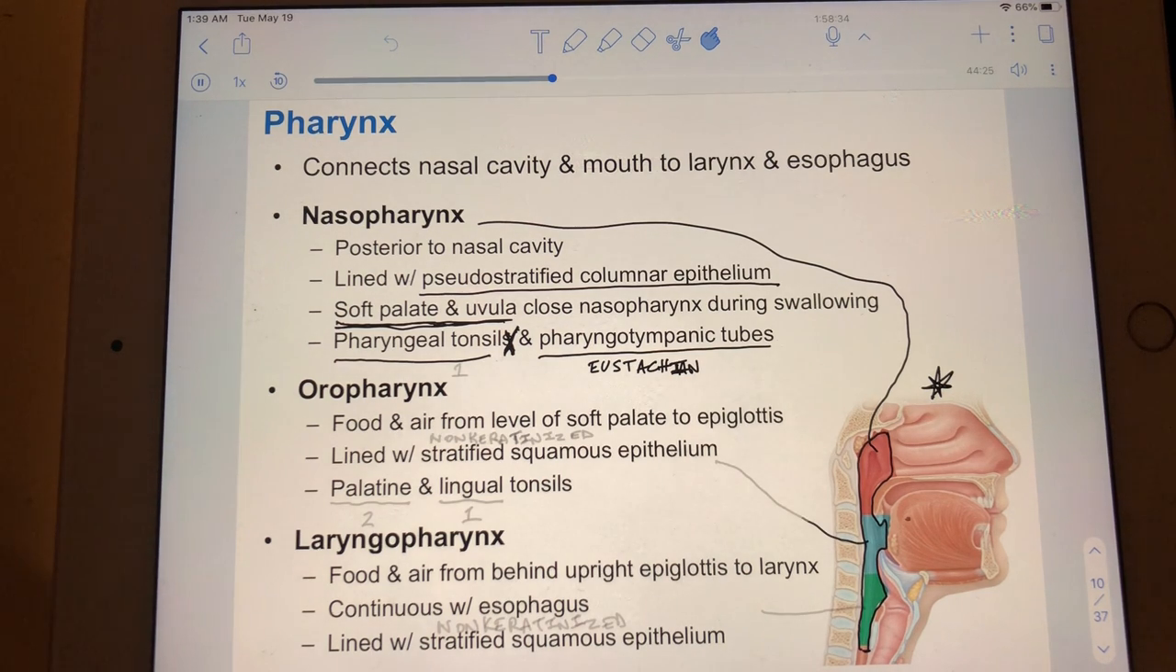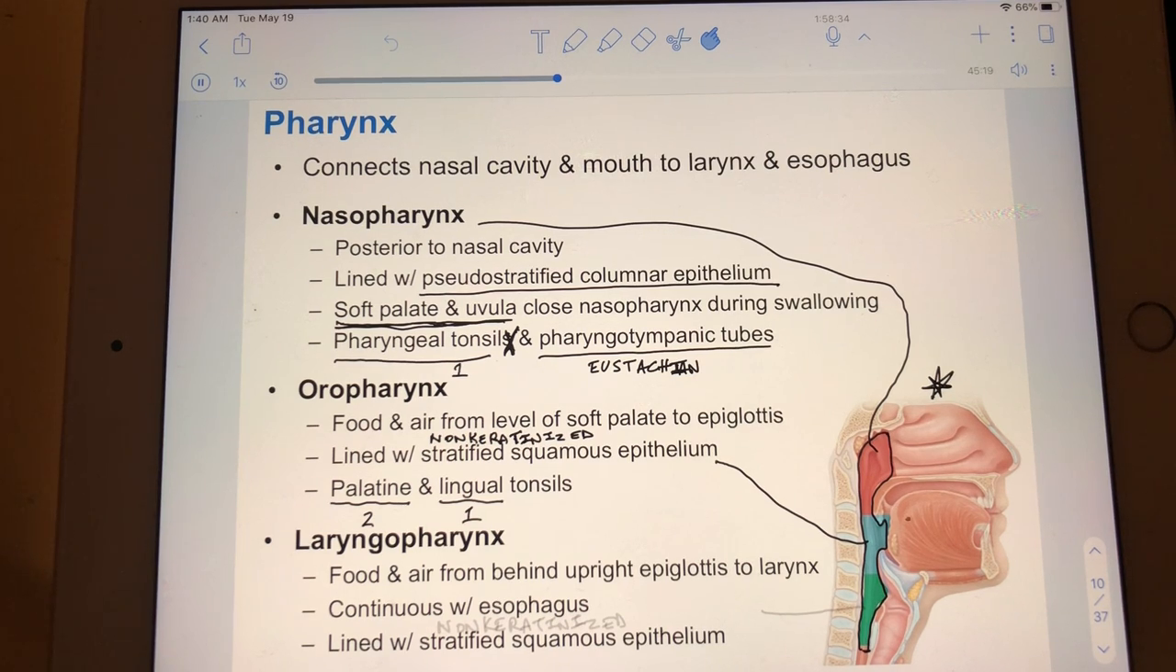The oropharynx, color-coded in blue here, is going to receive or convey food and air, which, yes, do end up getting mixed together. It's posterior to the oral cavity, as I mentioned a moment ago. It houses the two palatine tonsils and the one lingual tonsil. However, it is lined with non-keratinized stratified squamous epithelium, just like the oral cavity. So its tissue is continuous with the lining of the oral cavity.